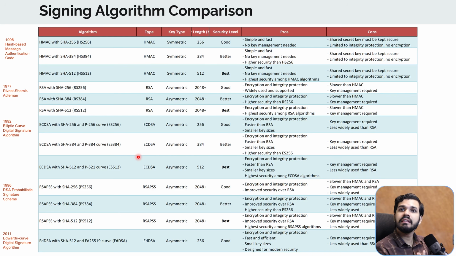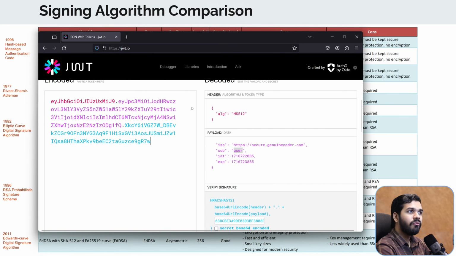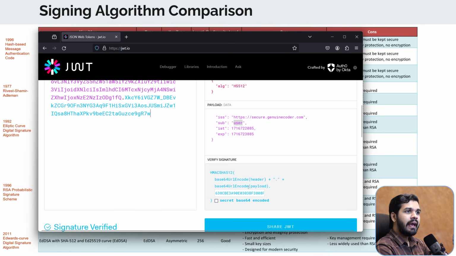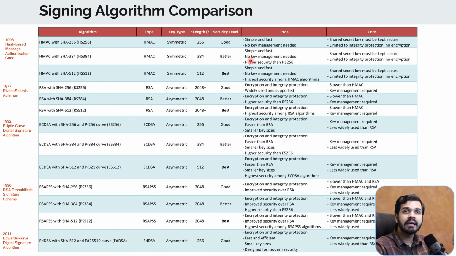So the good thing with the asymmetric option is that you don't have to share the private key if you want others to validate your JWT token. So let me take the browser. If someone else has to validate your JWT, you will have to share the secret with them. And there is only one secret, right? There is no public key, private key. So this poses the problem of sharing the key.